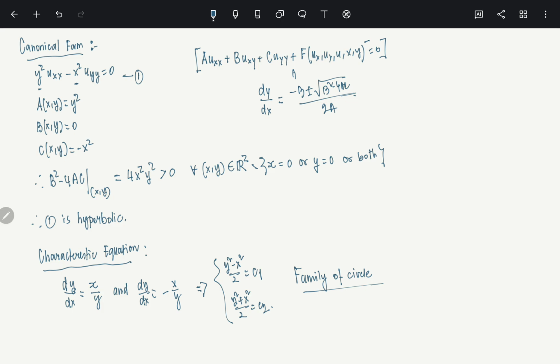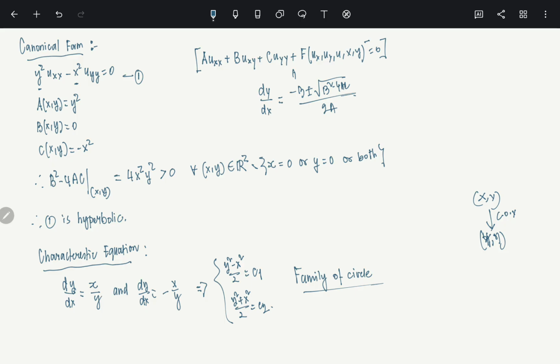Now the thing is this: what is so important about this? Why is this important? What we can do is use this to form our xi and eta. You remember the whole idea is this: this equation is in x and y variables, and we want to change it to some xi and eta variables via a change of variable such that the Jacobian of this change of variable is non-zero.